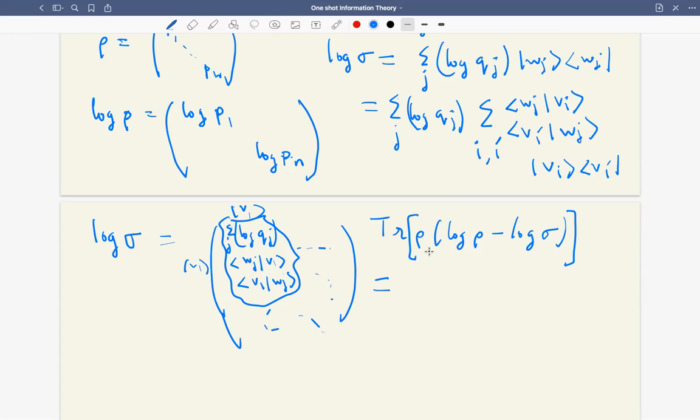So I have, in principle, the entire expression for the matrix rho times log rho minus log sigma, and so I can write down the trace. But I'm only bothered about the diagonal elements because I'm going to take the trace. So let me write down what the diagonal elements are. This will be summation over i, and then the ith element is sum over j of log, sorry, no.